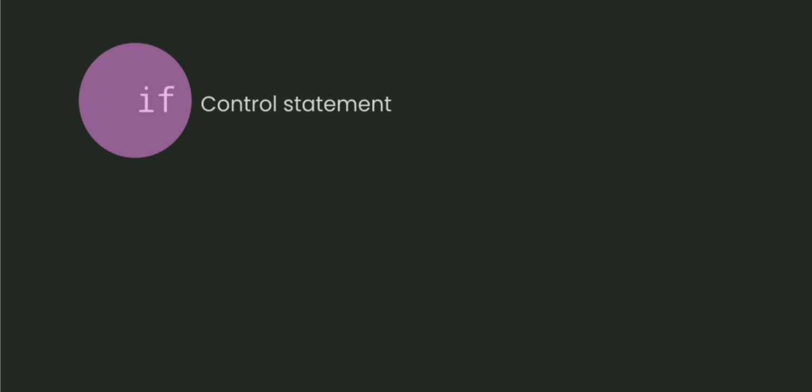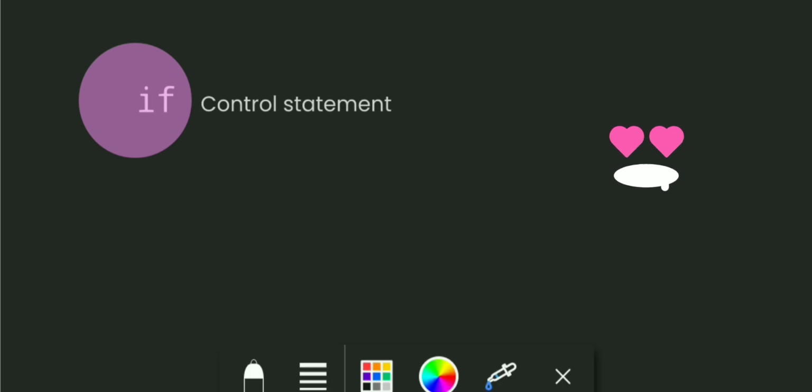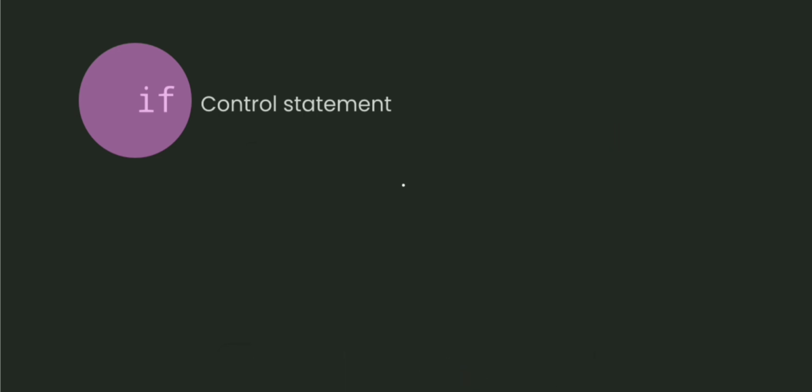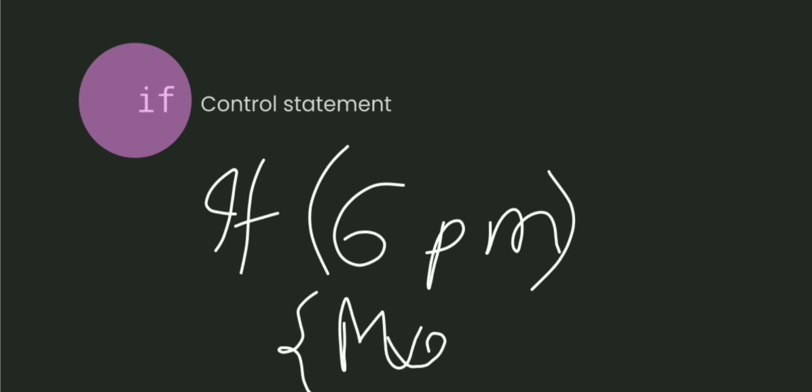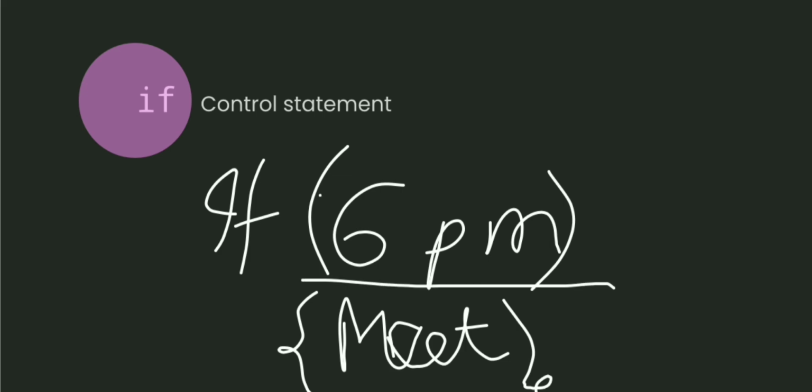So just imagine that you want to meet your crush, and your crush gives you a condition that you can meet him or her before 6 p.m. So if you obey this condition, then only you can meet. Just pardon my handwriting, I think there is something wrong with the pen. So this is a condition, before 6 p.m. So enough of understanding with an example.